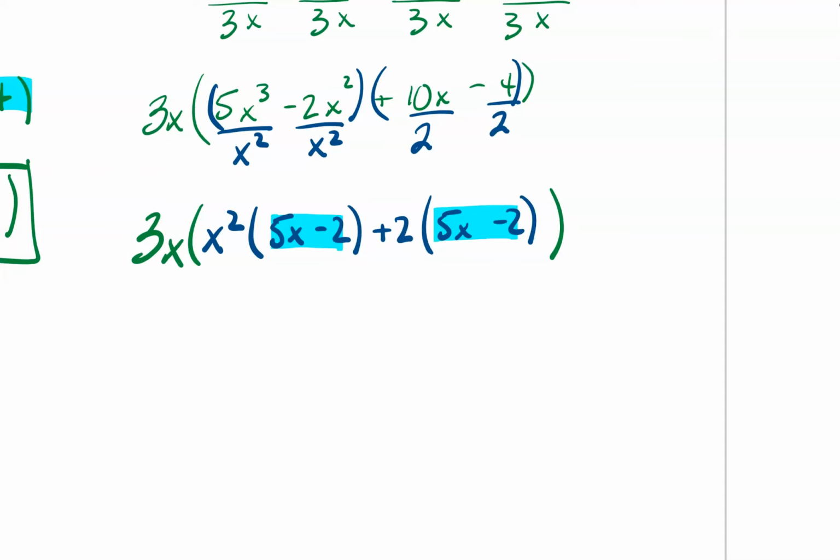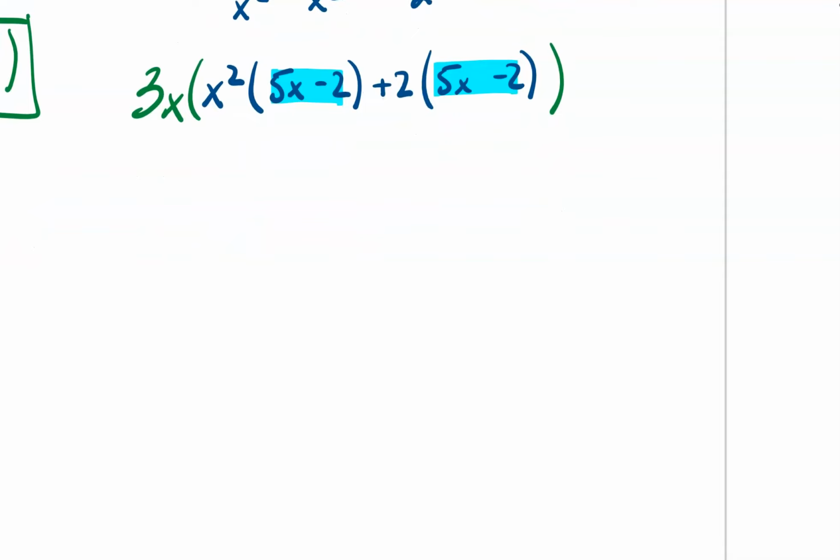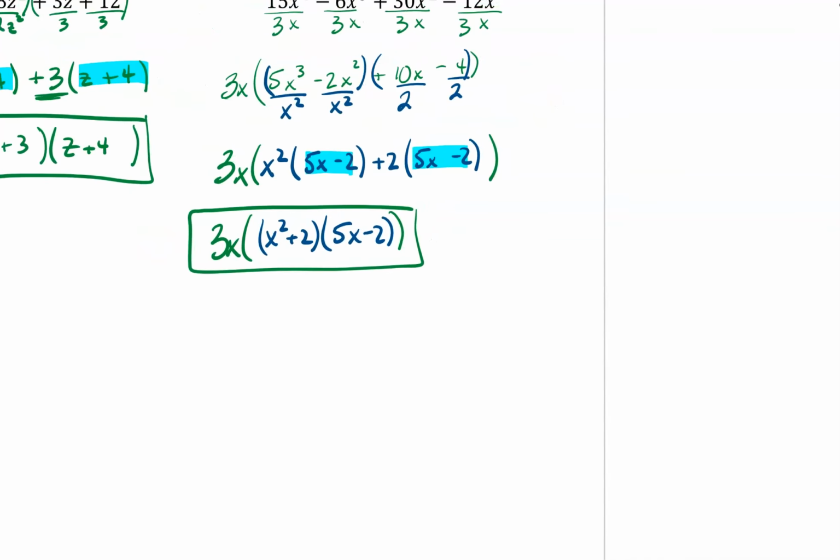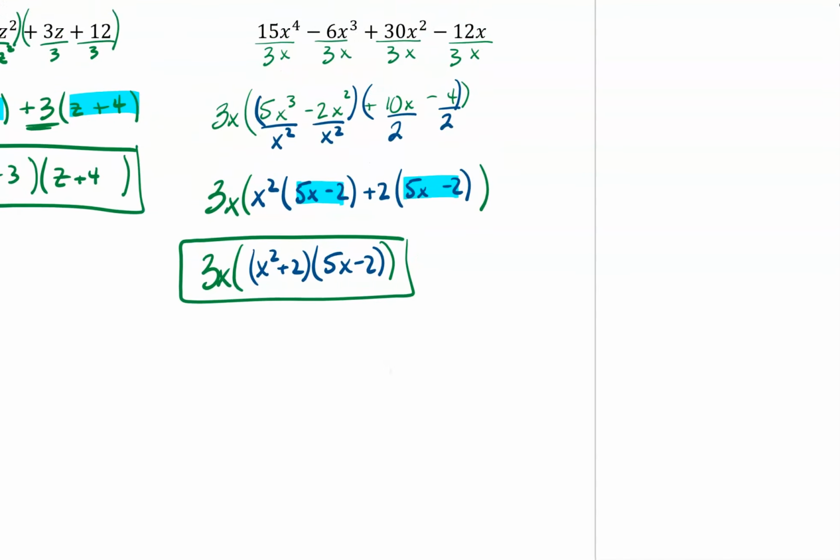Well, here again we've got a common binomial factor to this unusual looking polynomial. The 3x with the large parentheses is essentially undisturbed at this point, but we do have an x squared plus 2 group left over that's adjacent to the 5x minus 2 group. So in terms of a fully factored polynomial, I think this would be a good result.